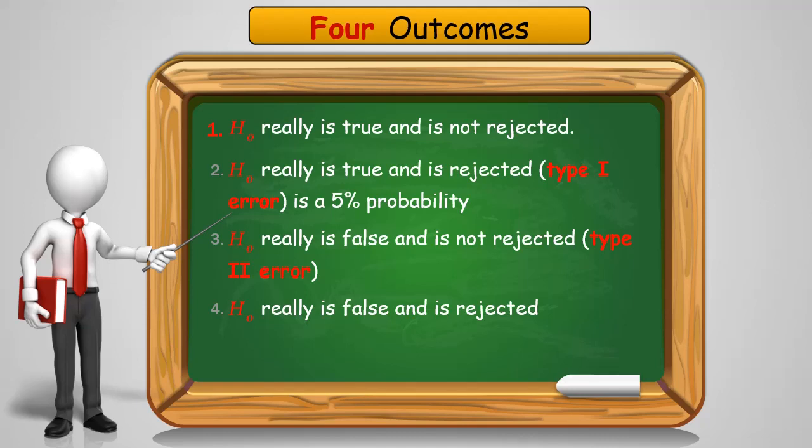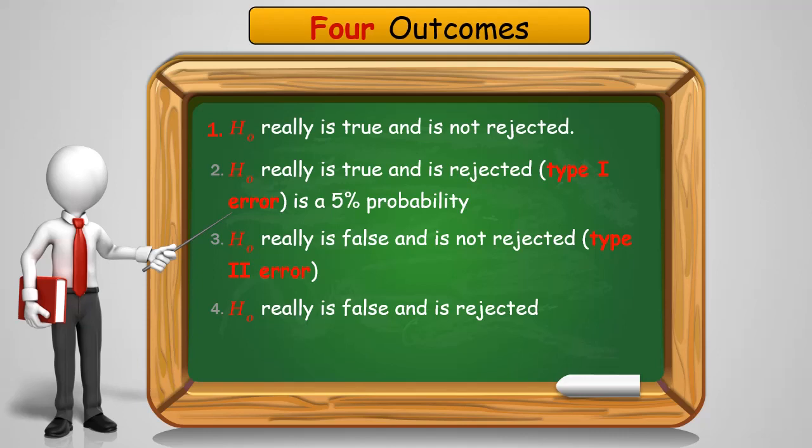So we have 4 possible outcomes when we're doing hypothesis testing, and we covered this in the introduction. The first is that the null hypothesis is true and it is not rejected. Second would be the null hypothesis is true and it is rejected. That would be a type 1 error, and it would only have a 5% probability, assuming that's the confidence level you used. The third is that the null hypothesis is really false and you didn't reject it.